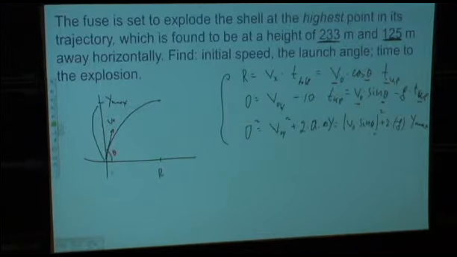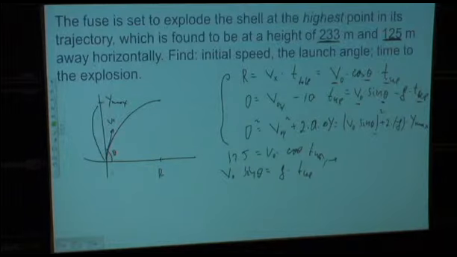Let's see. So first I want to rewrite the equations. I'm going to start using numbers. It's just easier to see what we can do. So the range equals 125 meters. That has to be equal to this times cosine of theta times time up. My first equation. My second equation: I just want to resolve it. So this equals that, basically. The initial speed times sine of theta should be equal to g times time up.